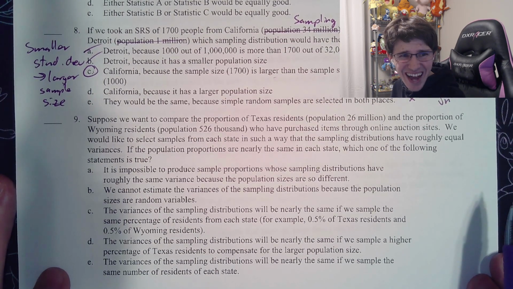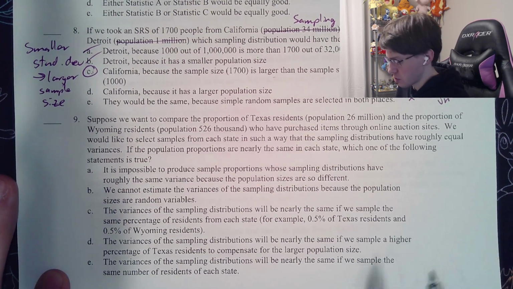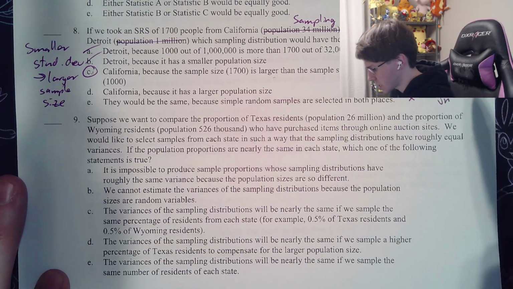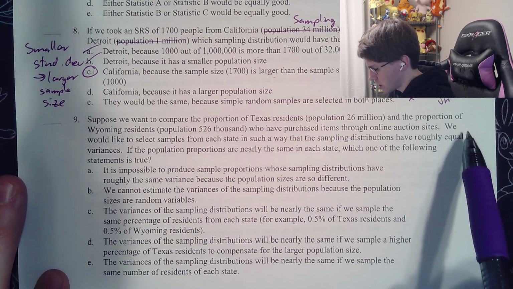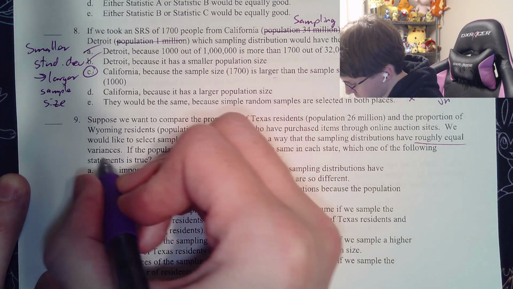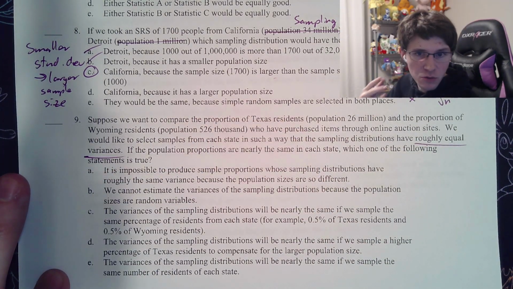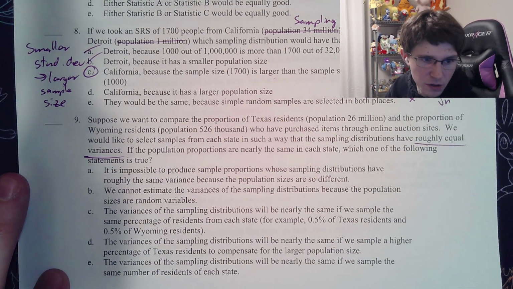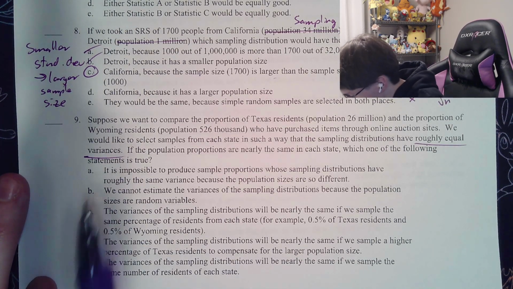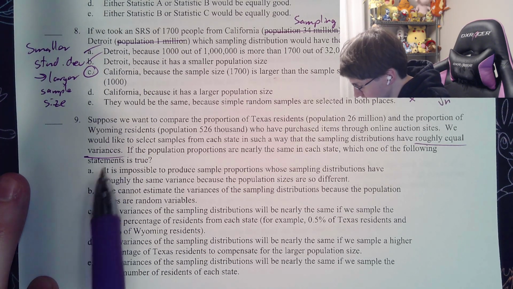We have almost exactly the same type of question going on here. Suppose Texas, 26 million, Wyoming, 526,000, purchase item online. We would like to select samples from each state in such a way that the sampling distributions have roughly equal variances. So roughly equal variances, roughly equal spread, roughly equal standard deviation. That means they have the same sample size. So which one of these has the same sample size?